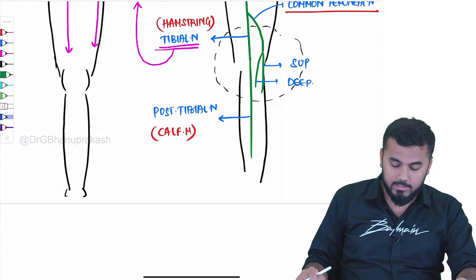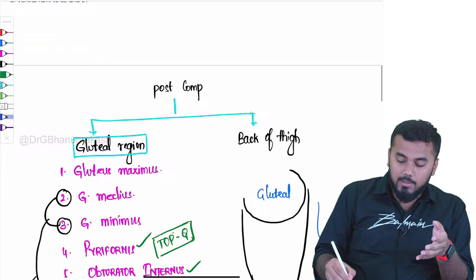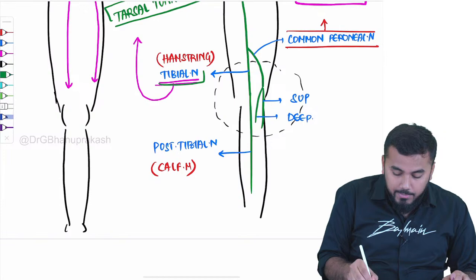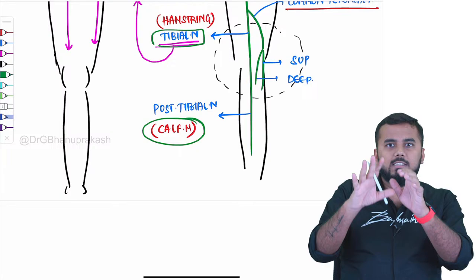So these are the things which I have explained you yesterday. What are hamstring muscles? Hamstring muscles are the muscles of back of the thigh. So if I ask you, what is the nerve supply of hamstring muscles? Tibial nerve. If I ask you, what is the nerve supply of your calf muscles? Calf muscles means gastrocnemius, your soleus, the plantaris. All these are the calf muscles. So nerve supply of calf muscle is posterior tibial nerve.